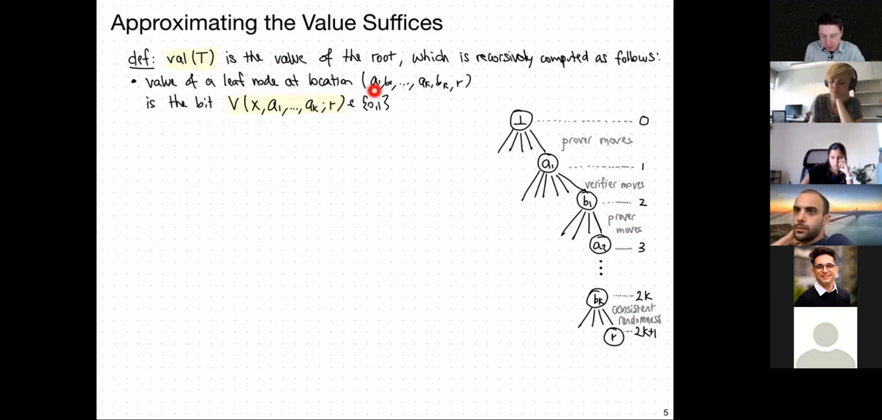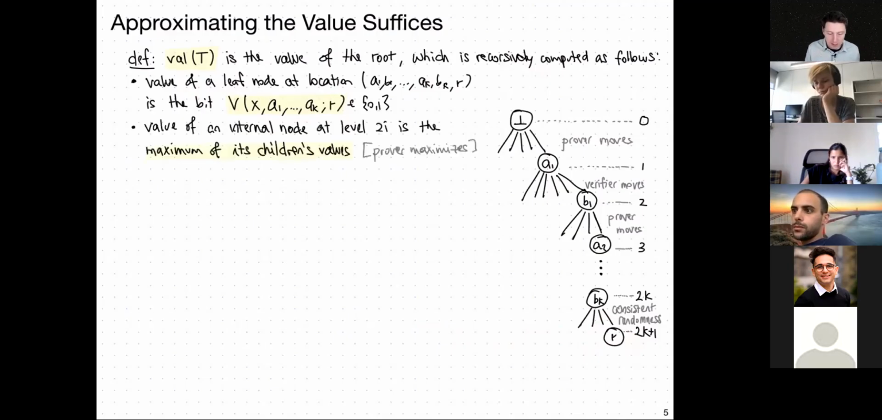The value of a leaf node at a location down here is just the single bit that is the decision of the verifier given that transcript and the randomness down here. So at the bottom, the value is just either 0 or 1 as a function of whatever the verifier says, given that everything is known. The value of an internal node at an even level is the maximum of its children's values, because the prover, when it moves, will choose an action that maximizes the underlying values. It will want to increase its probability of winning.